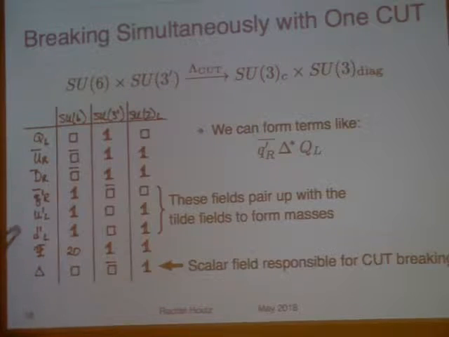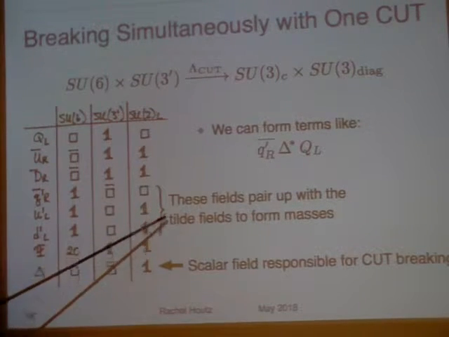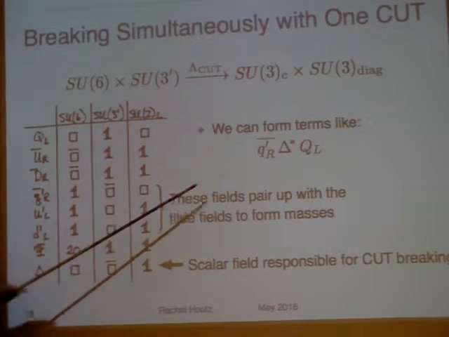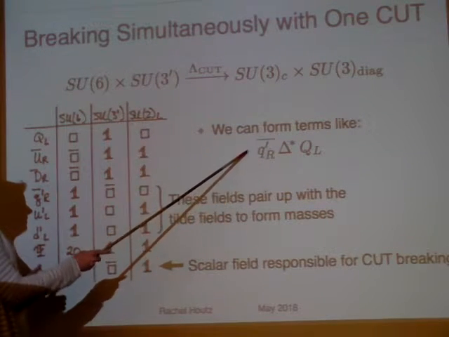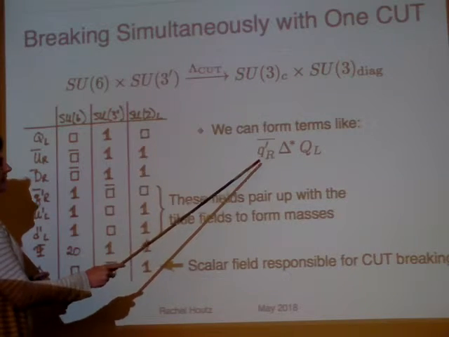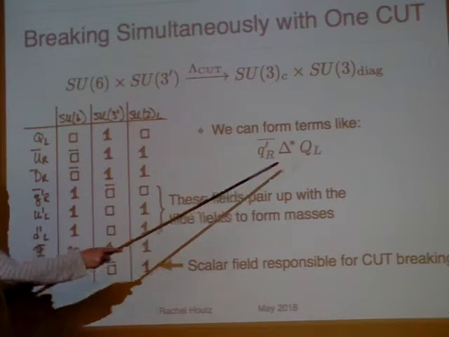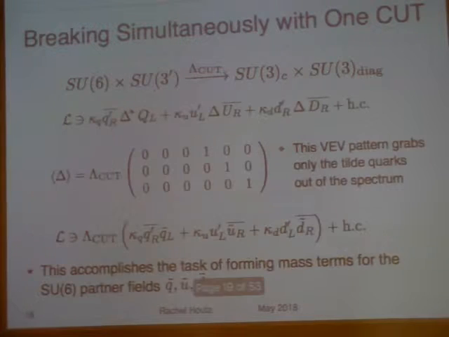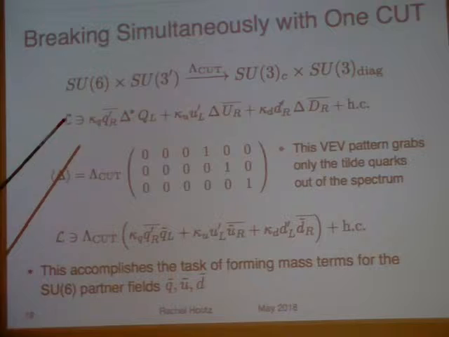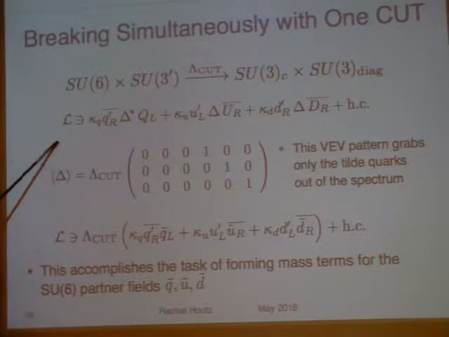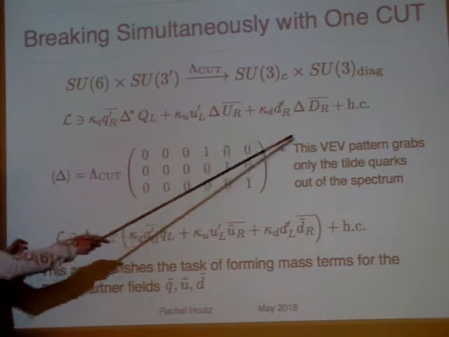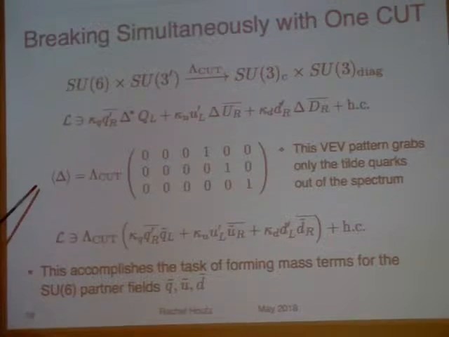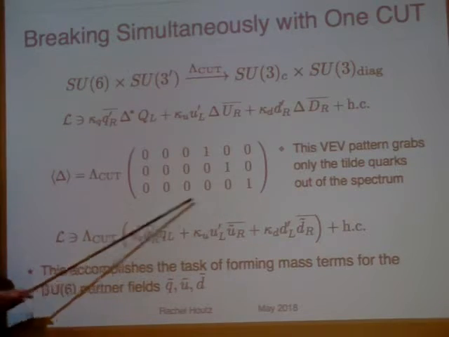And so with these prime fields, these primes can now pair up with the tilde fields to form mass terms, right? So we can form Yukawa terms above the cut breaking scale, like Q prime delta Q. Our Yukawa terms that give mass to the primes look like this. And then we have our delta field, which attains a VEV at a minimum that looks like this.